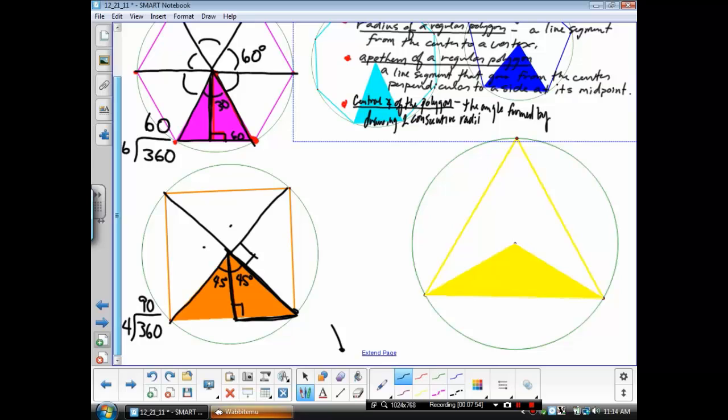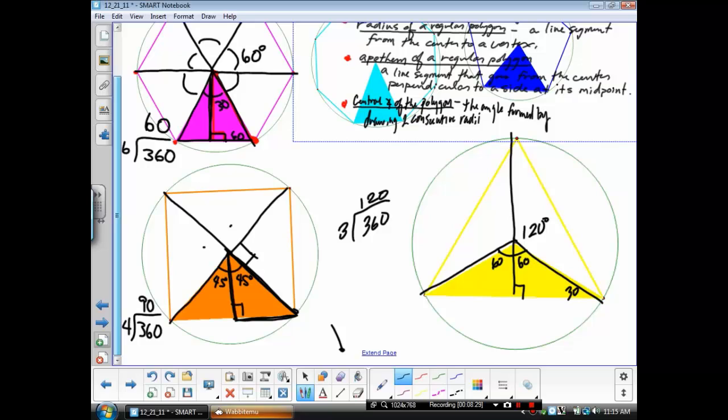The other one is this equilateral triangle. If you look at consecutive radii, that splits your 360 into 3 pieces. So when you go 360 divided by 3, you get 120. Since each of these angles is 120, when you draw the apothem in, it's going to split that into 2 equal pieces of 60, which means you have a 30, 60, 90 triangle if you look at one of those.